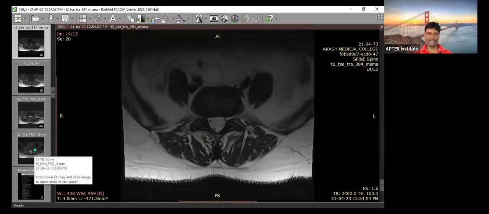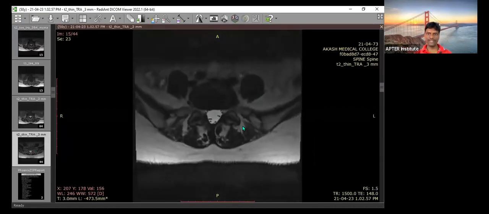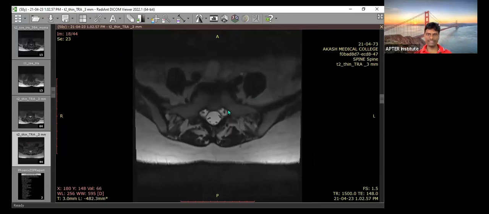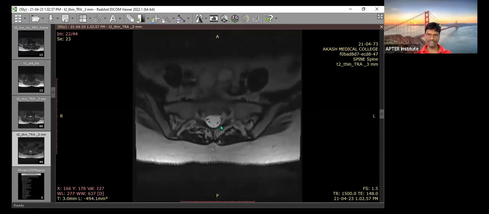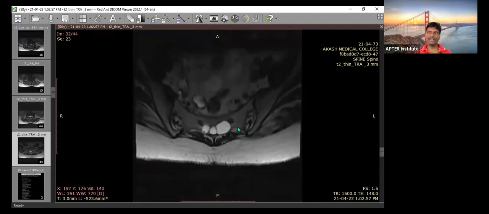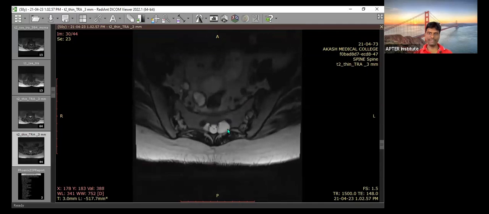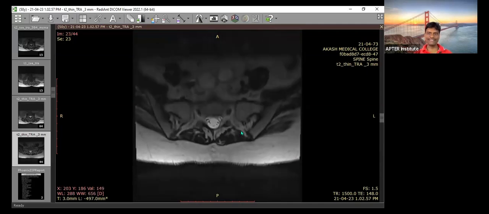Let me go to the sacral level now. So you could see now this is the fifth lumbar vertebra, and then we go further, the first sacral bone starts. Already you started to see the cyst over here, one cyst over here, one cyst over here. So the cysts are multiple in nature. These two are the left side cysts, and this one is the right side cyst. And as you go further, there are multiple cysts. It is happening on both right and left, and it's happening in the lower sacral region.